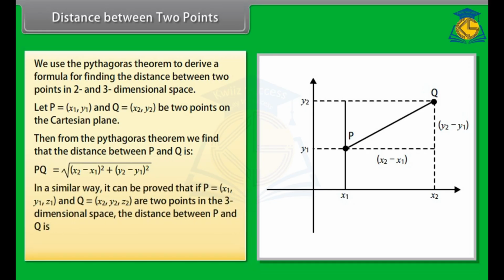In a similar way, it can be proved that if P = (x1, y1, z1) and Q = (x2, y2, z2) are two points in three-dimensional space, the distance between P and Q is PQ = square root of (x2 − x1)² + (y2 − y1)² + (z2 − z1)².